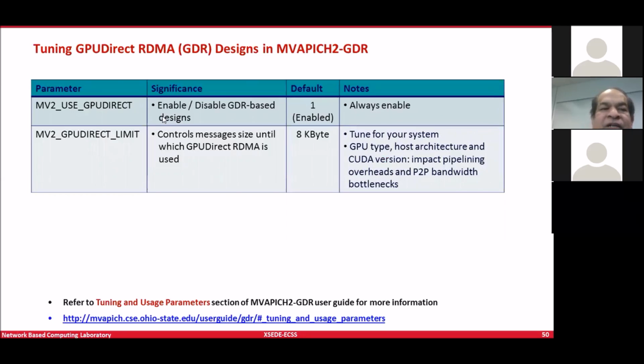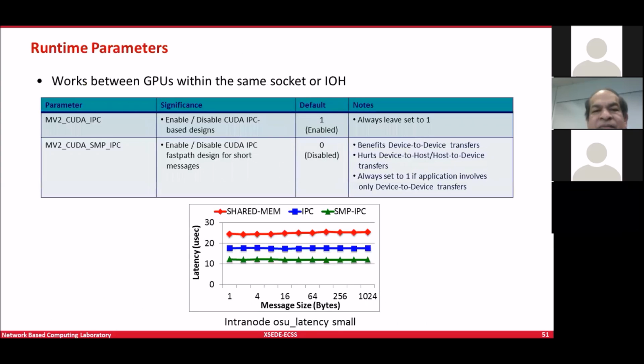Then, GPUDirect RDMA technology is enabled by default. We also have a GPUDirect RDMA limit because, as I indicated earlier, because of chipset limitations on different platforms, you may see some trade-offs in performance. Below that limit, we use one kind of protocol. Above that limit, we use another protocol, so that also can be tuned to match the communication characteristics of your applications.